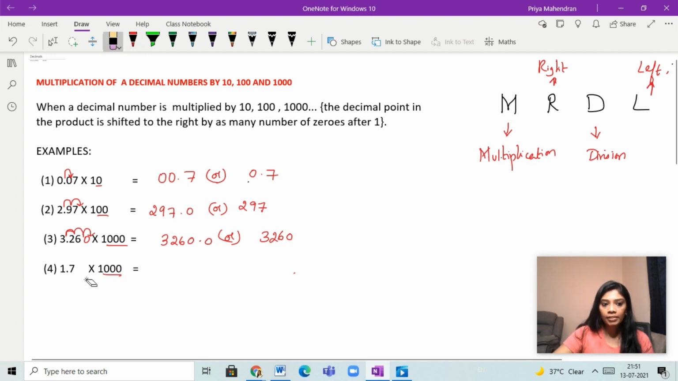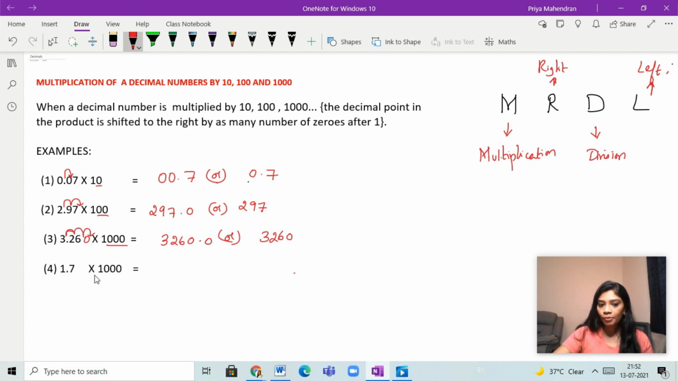So let us consider 1.7 into 1000. Since it is multiplication, the decimal point shifts towards right by how many places? Three places. So I'm shifting one digit to the right and there are no more numbers. So I have to add 0 and shift. So it becomes 1700, isn't it? As I have to shift three places to the right. Or I can write it as 1700. Remember MRDL always. It helps you know how the decimal point is shifted when it is multiplied or divided by 10, 100, 1000.